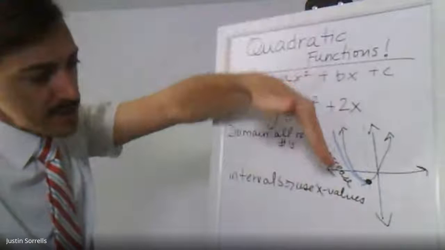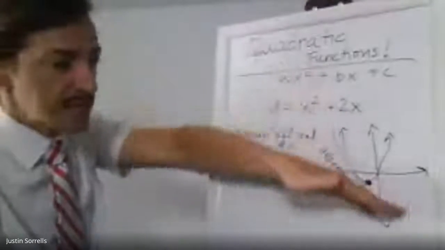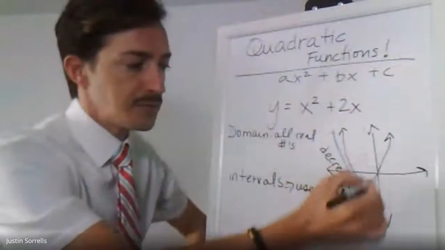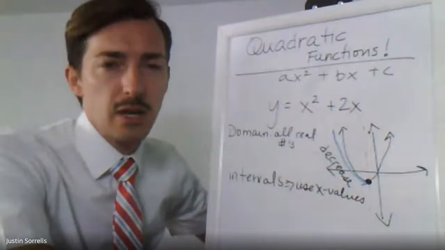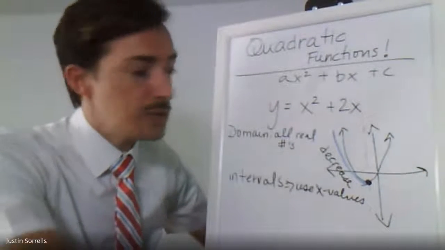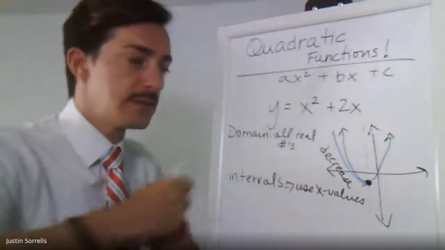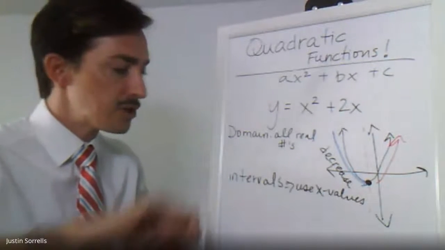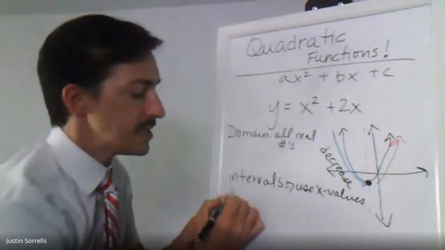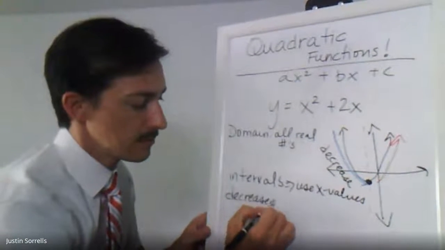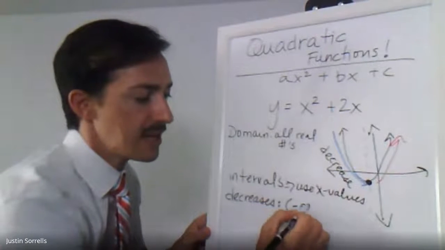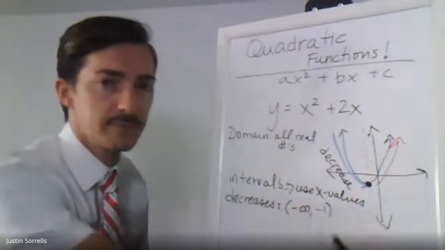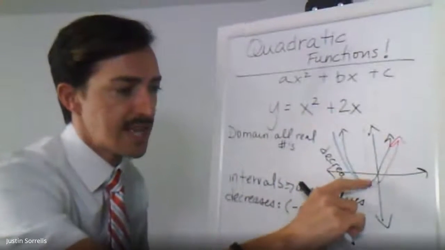But notice at the vertex, it turns upward, right? And it starts increasing here. So that axis of symmetry really splits the graph into a decreasing piece and an increasing piece, okay? So our function decreases from negative infinity to this x value of -1 because it's going down until it gets to this x value of -1.